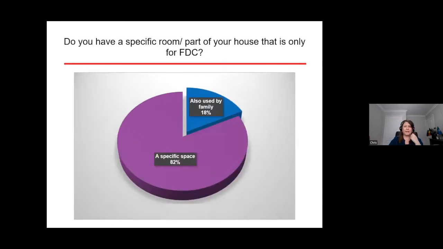Okay, then we asked, do you have a specific room or part of the house that is only for family daycare? And this was really interesting because it tells us that 82% of you dedicate a specific space within your home, and only 18% also used it with the rest of your family. So I think it actually shows us that there's a little bit of a trend that educators are actually preferring to have a dedicated space and not have it spreading throughout the home. So very interesting, but hopefully when we unpack some of the slides tonight, you will actually see maybe some of the reasons for that.